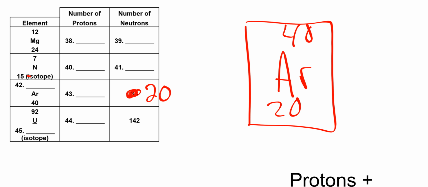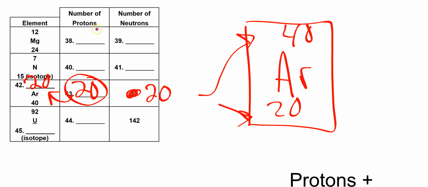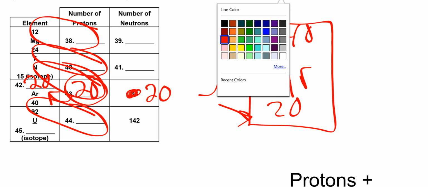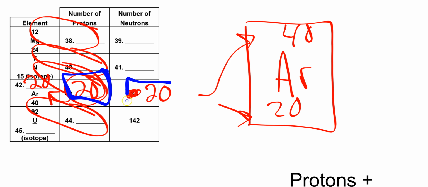So the number of protons will be equal to the smaller of these two values from the periodic table. That is actually also equal to the atomic number, because these will always match, because that's where that number comes from. So for argon, it's 20, 20. Its atomic number is 20. The number of protons is 20, and the number of neutrons is 20. That was just 40 minus 20 is 20.